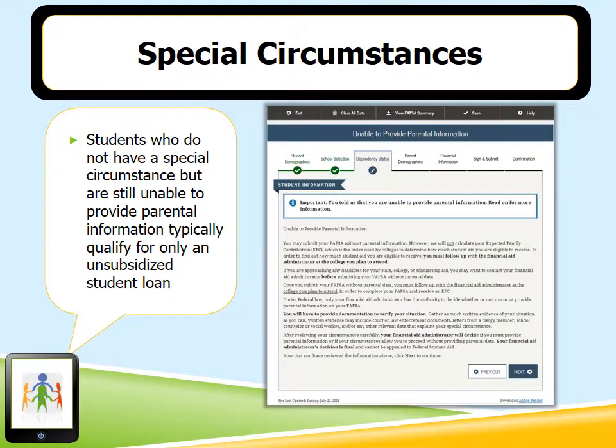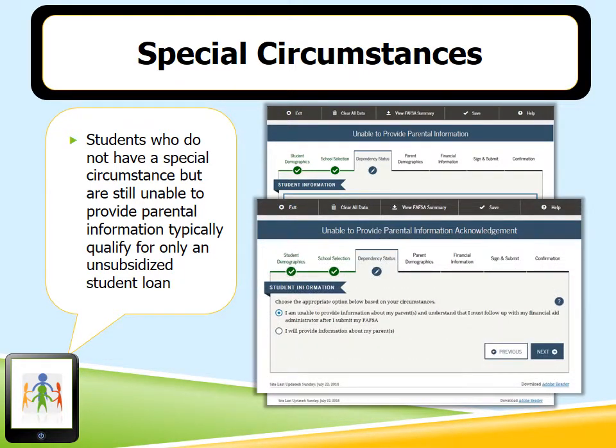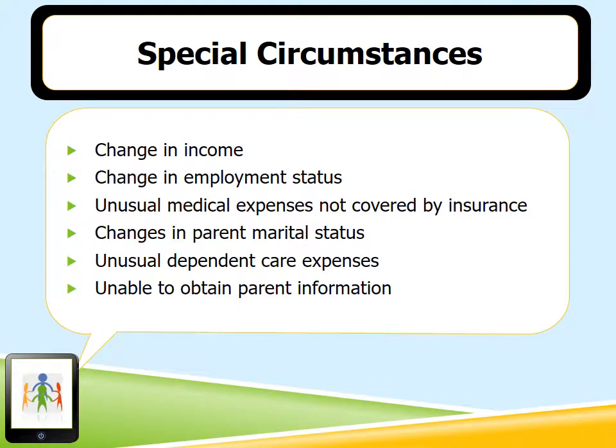If students are unable to provide parental information but do not have a legitimate circumstance as deemed by the financial aid office, they may be limited to the types of financial assistance they're able to receive. This is a list of some additional special circumstances that you or your parent may be facing. Speak with your financial aid office if you have any specific questions.